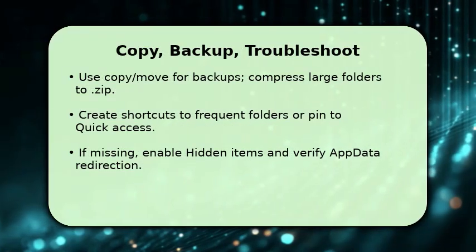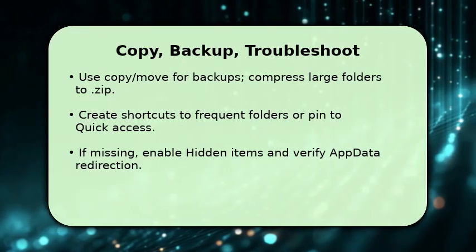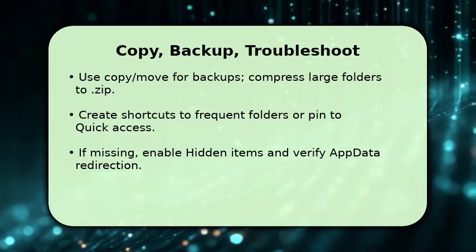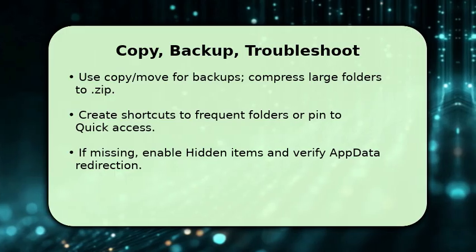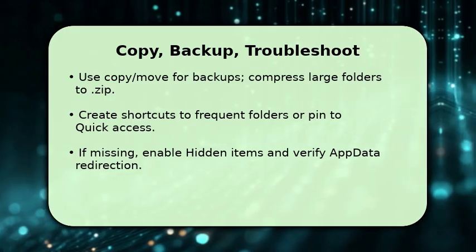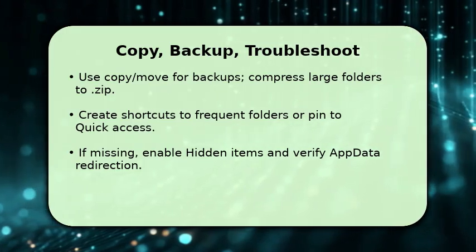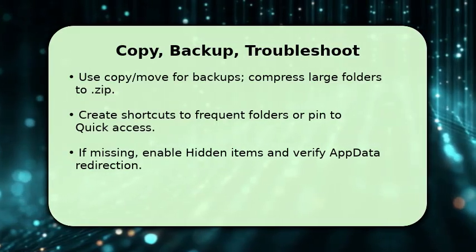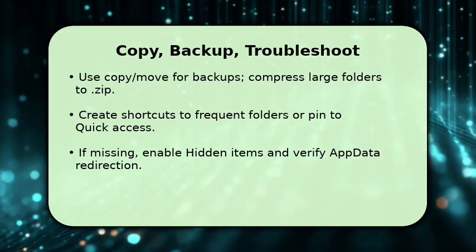To finish, copy or compress the specific app folder for backup. A zip reduces size and preserves timestamps. Moving settings between machines means placing the folder back into the exact roaming path and restarting the app. For convenience, right-click a folder and pin to quick access or create a desktop shortcut.